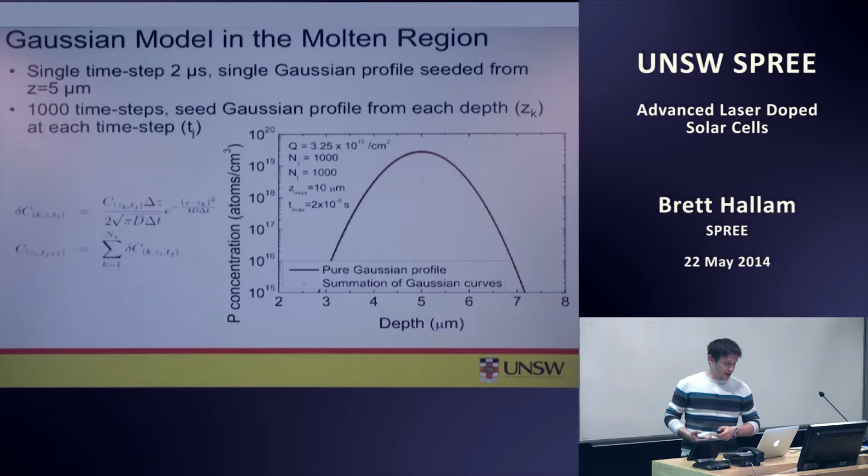Now, we've played around with the maths, and we've added 1,000 time steps into the model, and we've actually seeded Gaussian diffusion profiles from each depth element, of which there are 1,000 different depth elements within this region. So at each point in time, we seed Gaussian diffusion profiles, and then for each depth, you have this little element of concentration caused by this diffusion process, and then we sum over all of those diffusion components for all the other elements of silicon, so that at each time step, we get a new overall diffusion profile. And what we can see is that there's perfect agreement between taking it as a single time step or summing it over each individual component at each individual point in time.